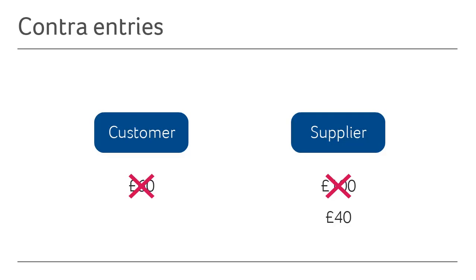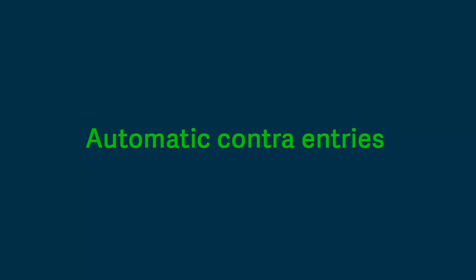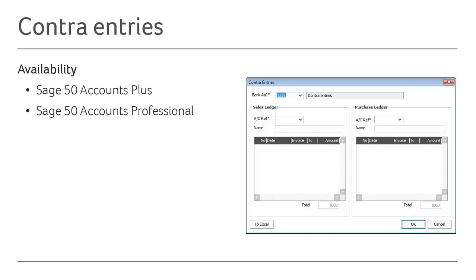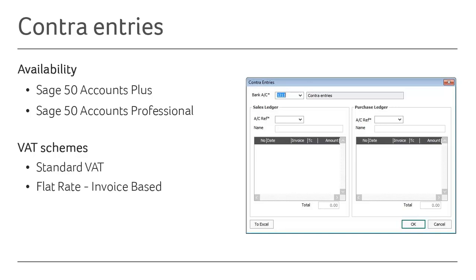There are a number of ways to post contra entries in Sage accounts. However, the options available depend upon the software that you're running and also your VAT scheme. The contra entries option is available in Sage 50 Accounts Plus and Sage 50 Accounts Professional. The option will only be available if you're set up on either the standard or the flat rate invoice based VAT scheme. If you're set up on the cash based VAT scheme, then the contra entries option won't be available in the software, and instead you must process your contra entry using the manual method.